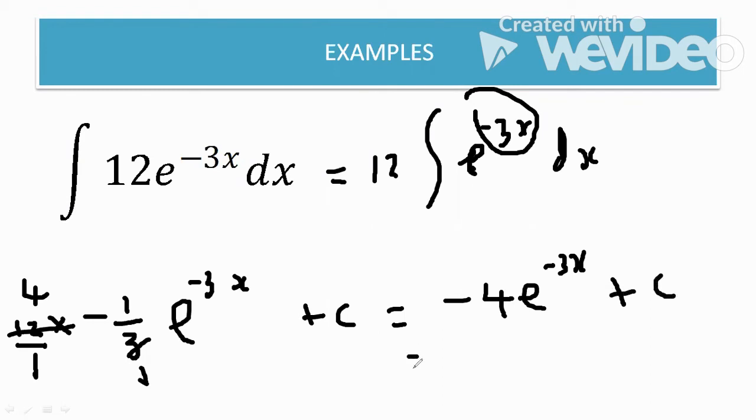And what you can do is rewrite this as negative 4 over e to the positive 3x plus c, because what will bring down the negative 3x becomes a positive 3x. So any one of these answers will work, but it's best to know both.